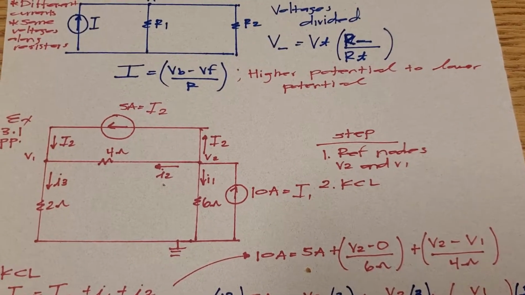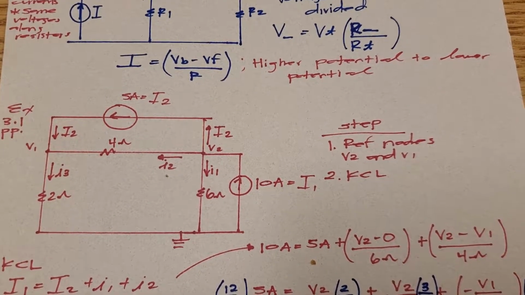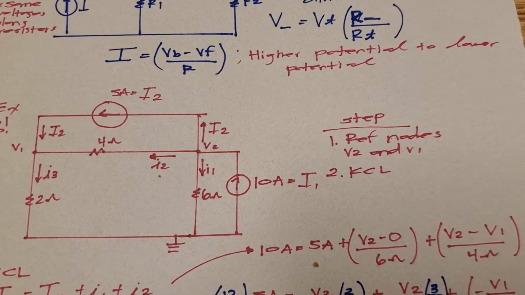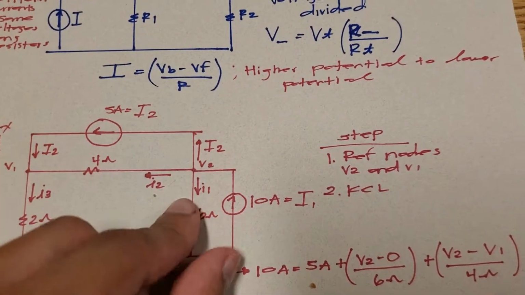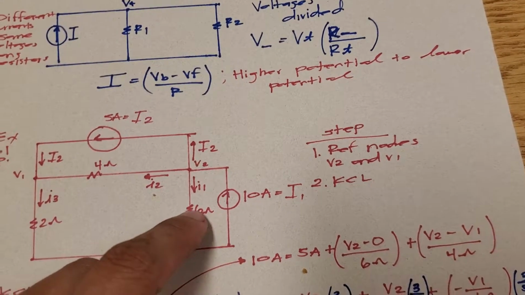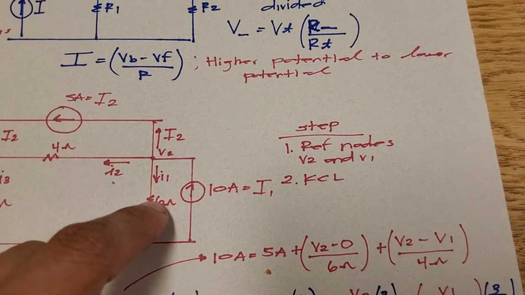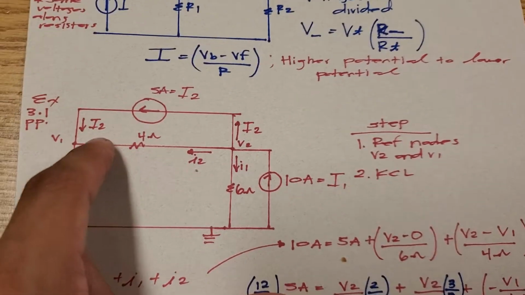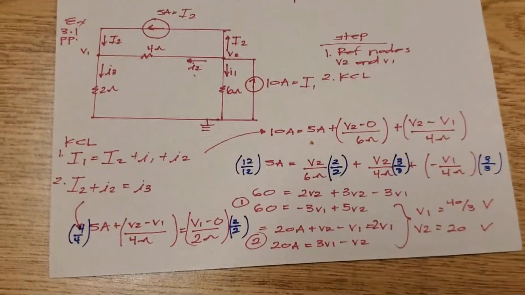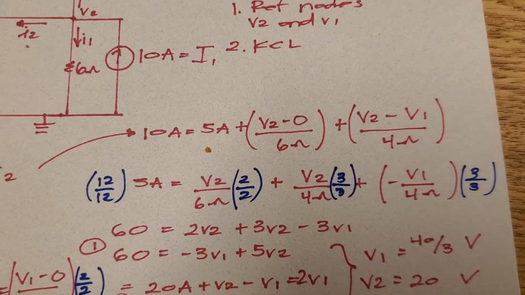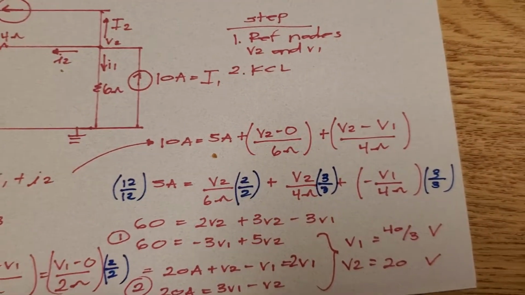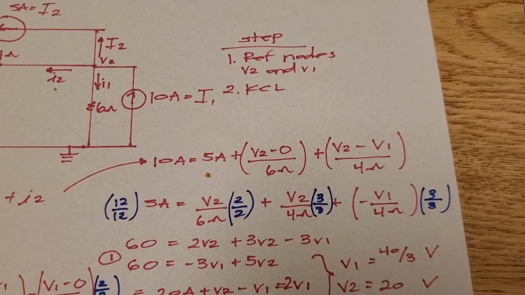10 amps for big I equals 5 amps plus my current going down, which is I1. It's V2 right here, which I called before. I'm going to trace it down, V2 to 0, because it's my ground, over my 6 resistor. Then I'm going to call I2 V2 minus V1 over my 4 resistor. I'm going to do some algebra right here, and then simplify, and it should equal 60 equals negative 3V1 plus 5V2. That's my first equation.